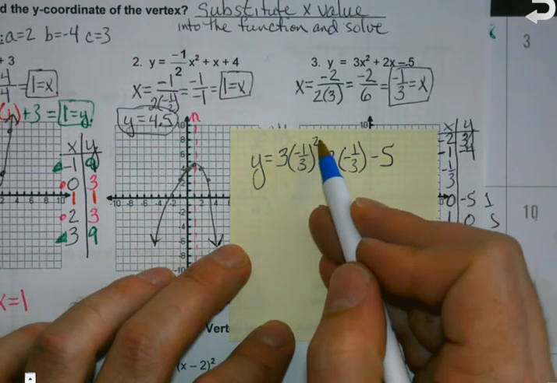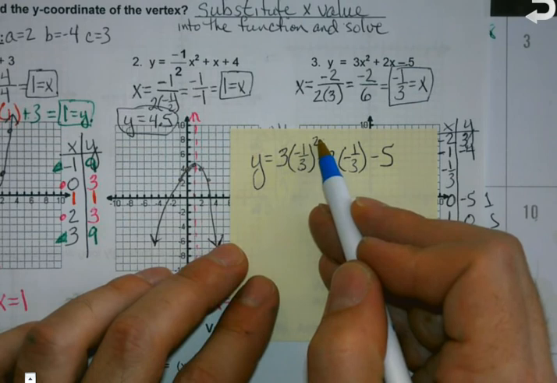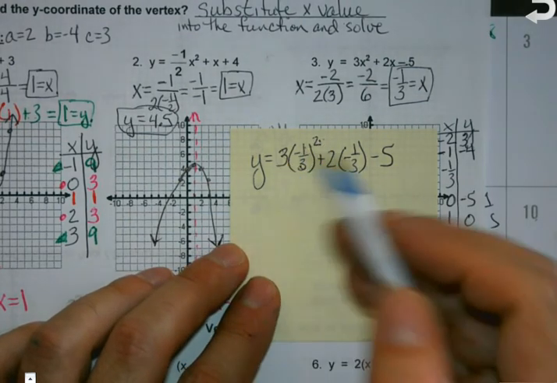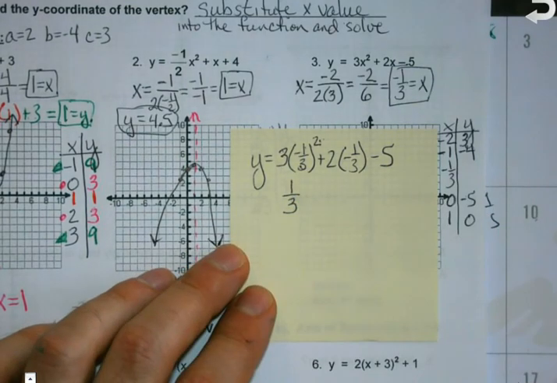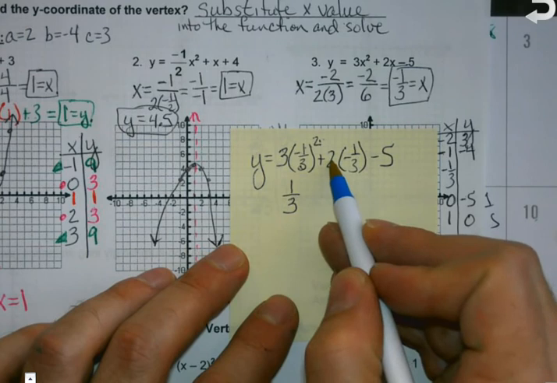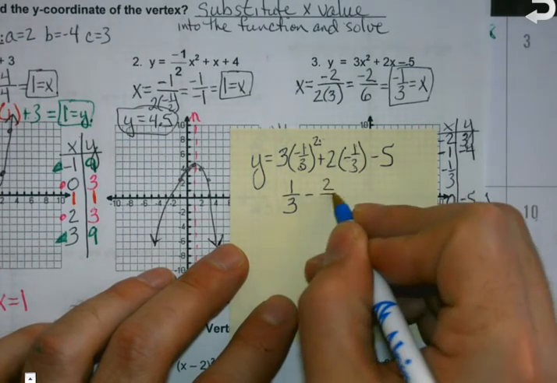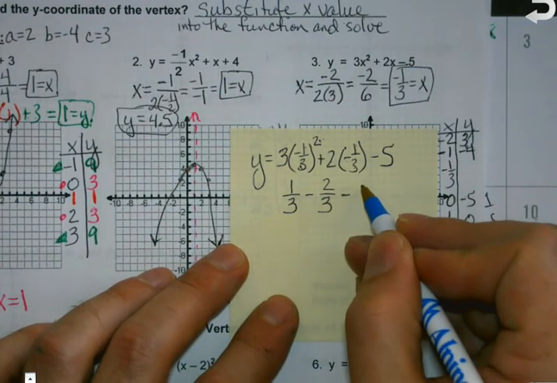Negative 1/3 squared is 1/9, because negative 1 squared is 1, 3 squared is 9. So 1/9 times 3 is 3/9, or 1/3. Some of you just getting to that part might be a little bit of a challenge. Okay? 2 times 1/3 is 2/3, but this would be negative, because I have a negative times a positive. And then the constant comes in.